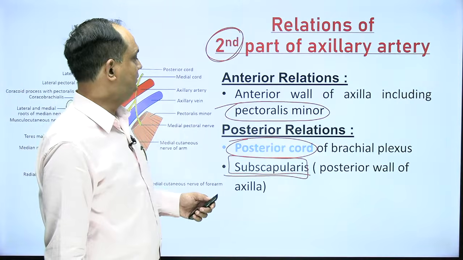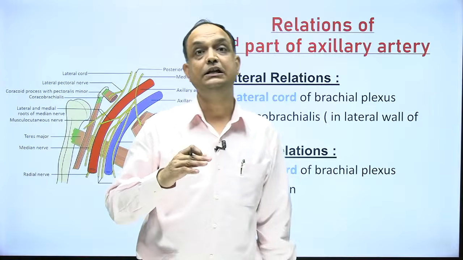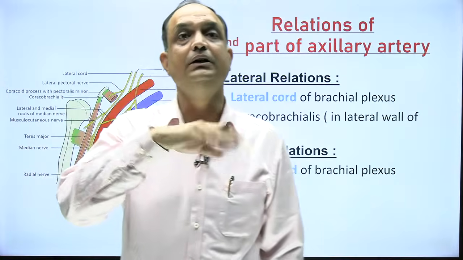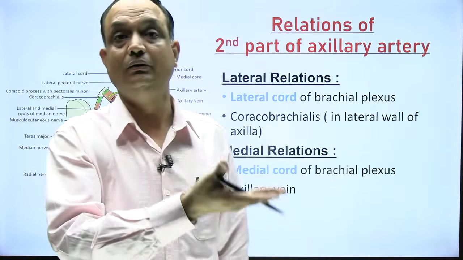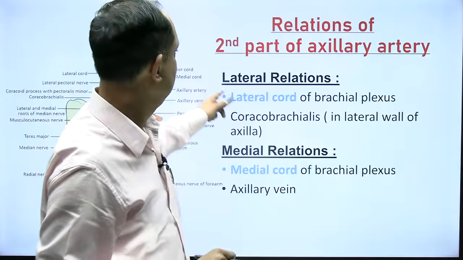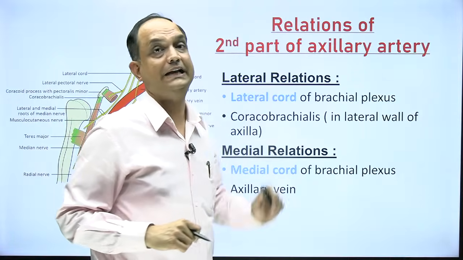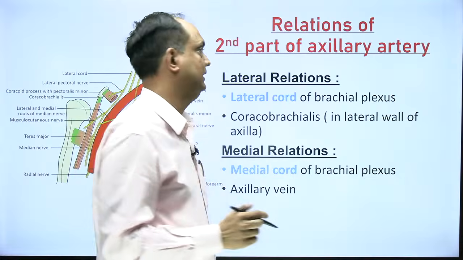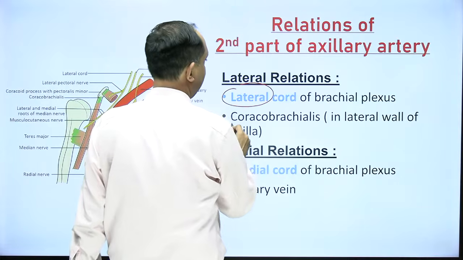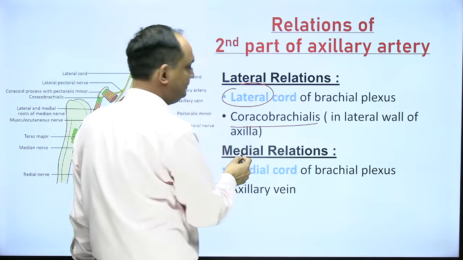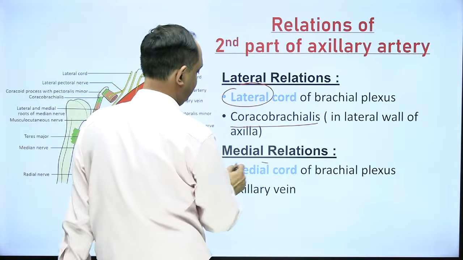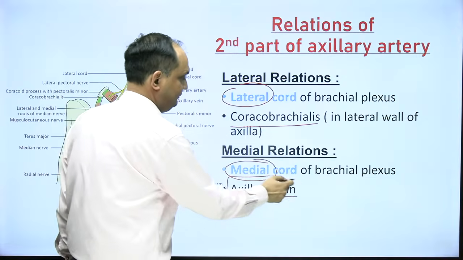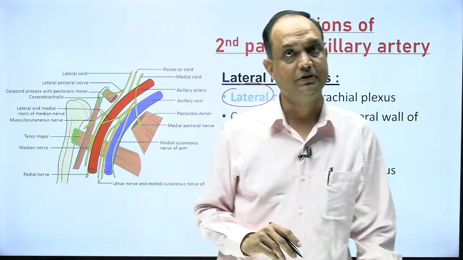Clear? Because your artery is leaving away from the chest wall and now it is going into the axilla. So what are the lateral relations of the second part? Now laterally, the second part is related with the lateral cord and the coracobrachialis muscle, and on the medial side of the second part you will have the medial cord with the axillary vein, which is always a universal medial relation.